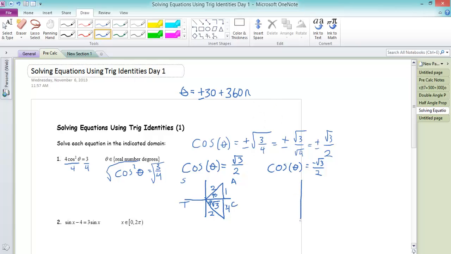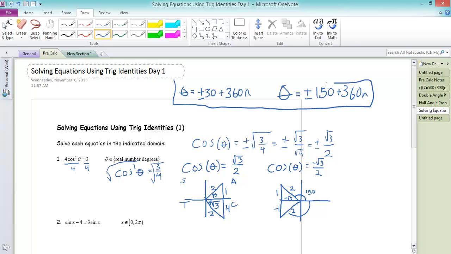Now let's go back over here and do the arc cosine of negative root 3 over 2. Well, I draw my triangles in the second and third quadrant because cosine is negative in the second and third quadrant. And this is a negative root 3 on the adjacent, 2 on the hypotenuse, and 1 and negative 1 for the opposites. Now, from here to here is 150, and from here to here would be 150 the other way, or negative 150. So that gives me my second set of solutions, which would be plus or minus 150 plus 360n.